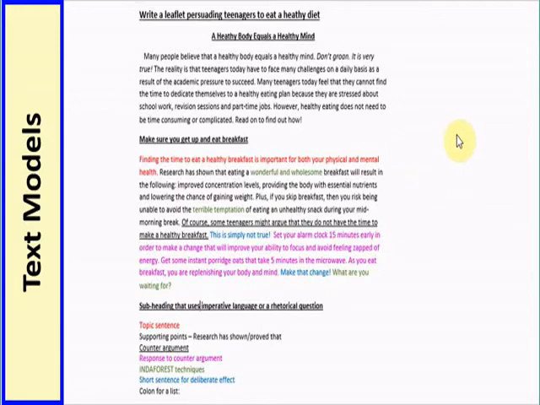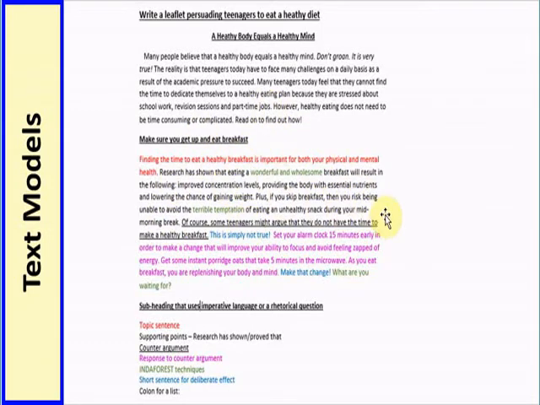Okay, loads going on in here. "Research has shown that", that's like an expert opinion. "Wonderful and wholesome", that's emotive language. Doesn't have to be a wonderful and wholesome breakfast. Could be rubbish. I don't know what you had for breakfast, but using that as emotive language, it makes breakfast sound brilliant. "Improved concentration levels, providing the body with essential nutrients, lowering the chance of gaining weight." That's rule of 3 again. Can you see how there are 3 examples?